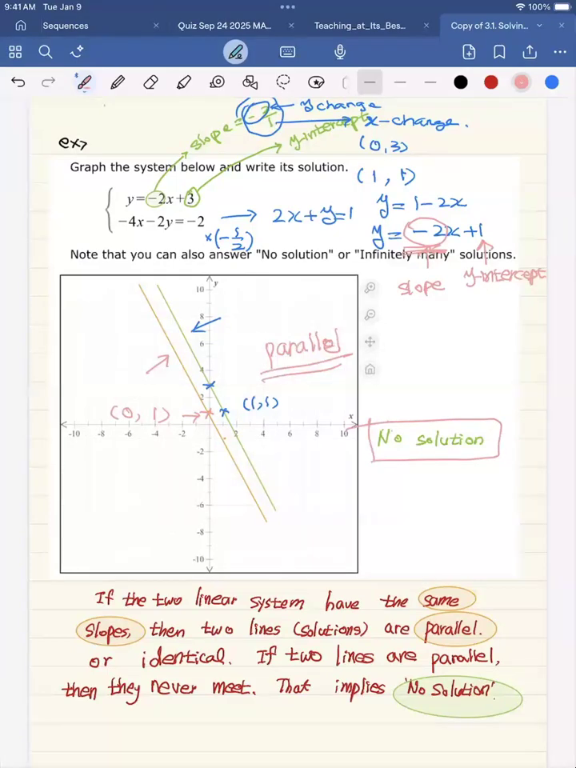Let me remind you of this again. If two linear equations have the same slope, then there are two possibilities. Those are either parallel or identical. If two lines are parallel, then they will never meet. So that means there is no solution. If they overlap each other, so they are identical, then they have infinitely many solutions.